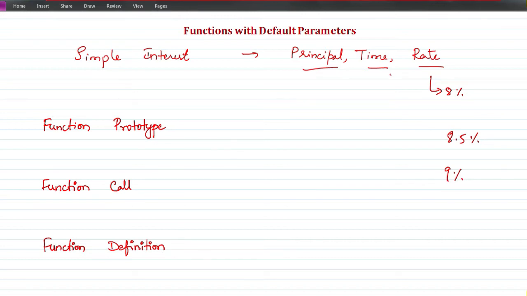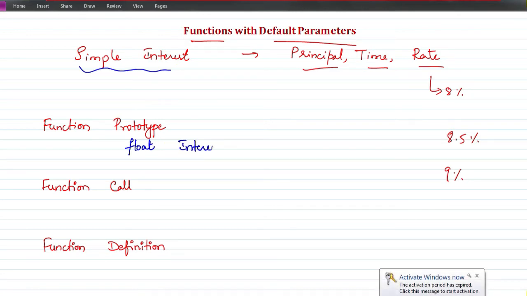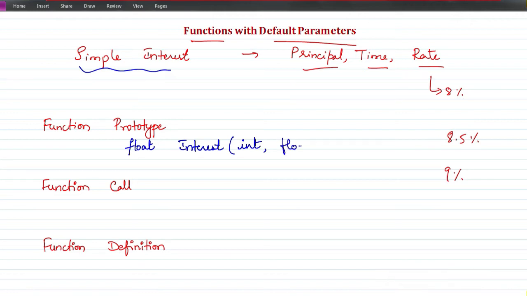Now when we have to create a function with the default parameter, the process to give function prototype is the usual procedure: we give the return type. So let me take float as the return type. I'll take this example itself, calculating simple interest, float. I will write name of the function as interest. I will pass three parameters. Principal amount is int. Time I will give as float. And here also I'll give rate as float. This is how we declare a function. This is function prototype.